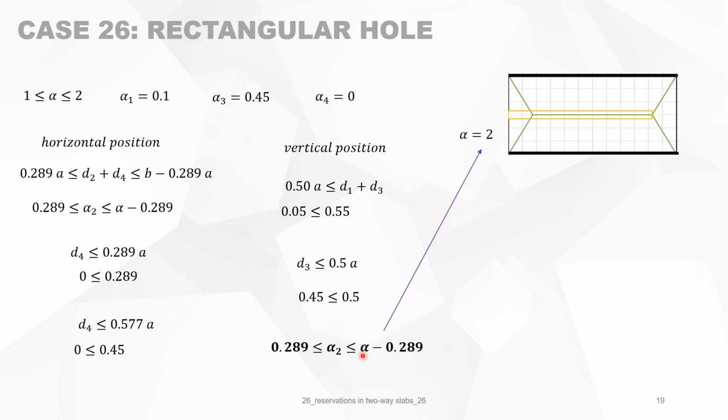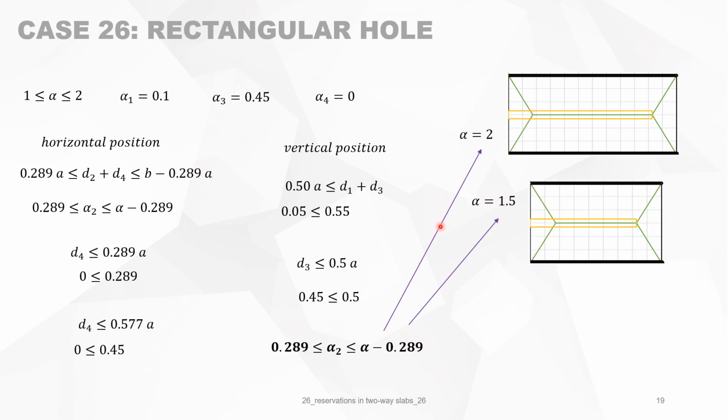To give you an example, when alpha is 2, because alpha is between 1 and 2, then you have this kind of reservation. When alpha is 1.5, you see that this is the influence, and alpha 1, this is the case. So this is why alpha 2 changes according to this rule.